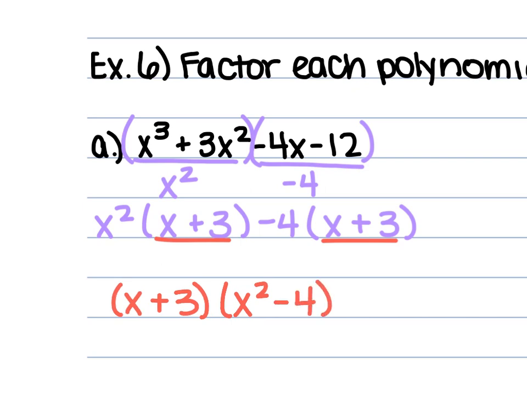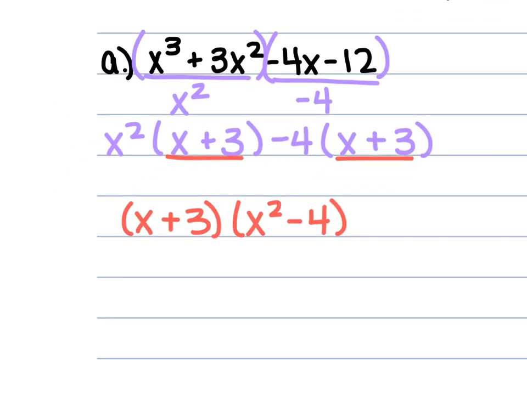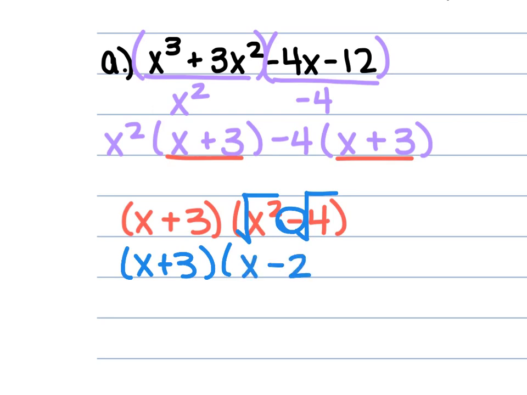Now, think about this. This is not factored completely. That x squared minus 4 is what? You can take the square root of the x squared. You can take the square root of that 4. There's a negative in between them, so it's a difference of squares. So this is going to be x plus 3. That x squared minus 4 is the same thing as x minus 2 times x plus 2.